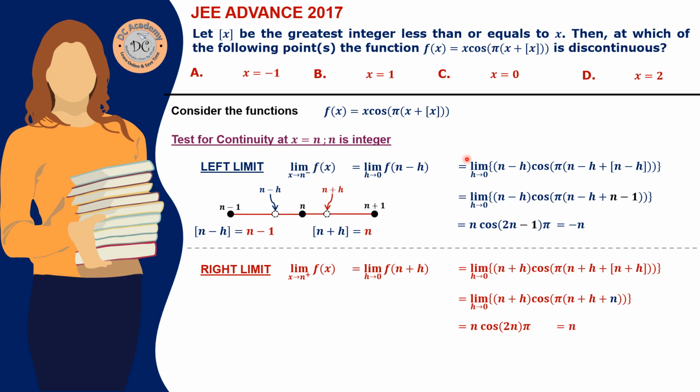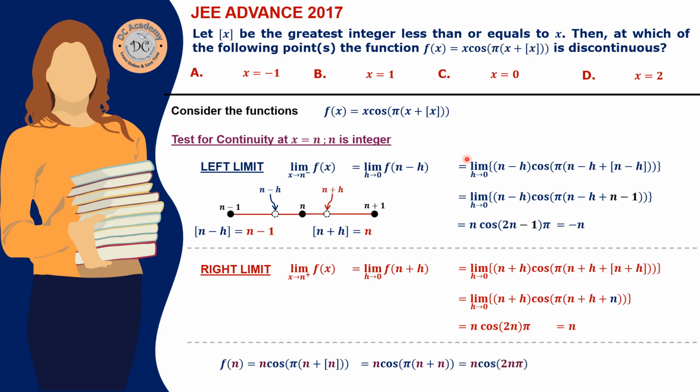So therefore, we find that at every integer point x equal to n, the left limit is minus n and the right limit is equal to plus n. And also if I try to calculate the function value at f(n), we obtain n cos 2nπ, and obviously that will be equal to n. So that's it. Now we have found the left limit, right limit, and the function value at that particular point.